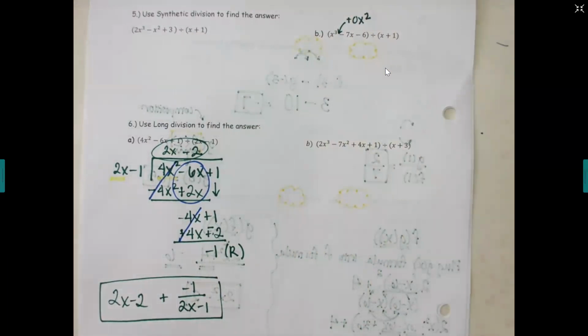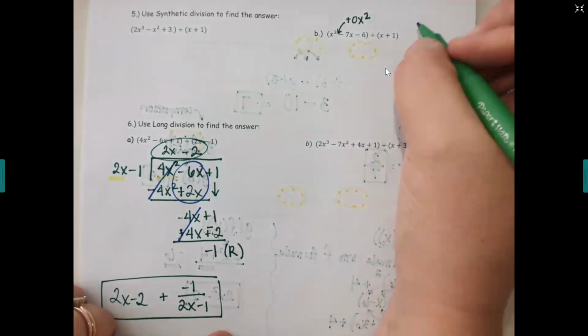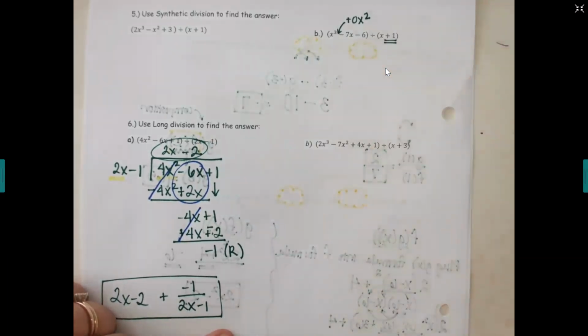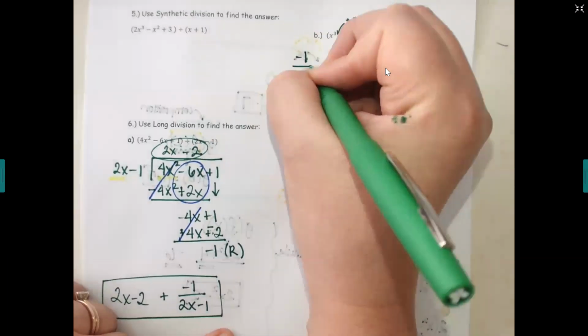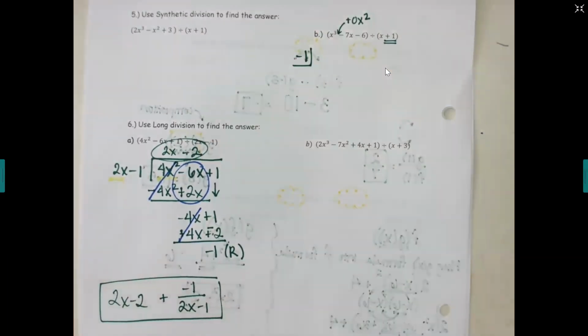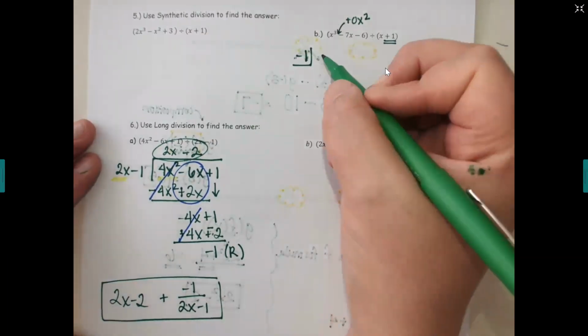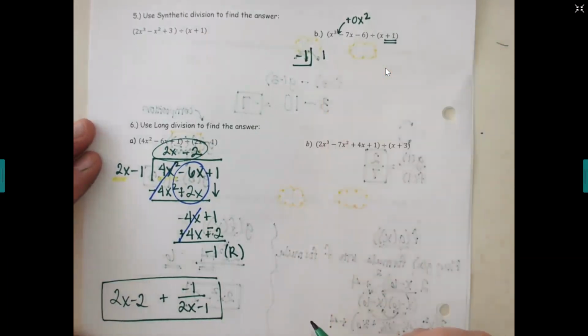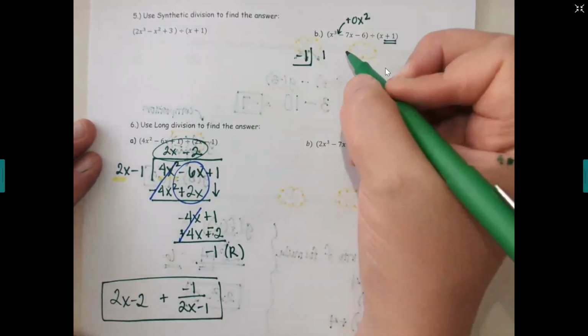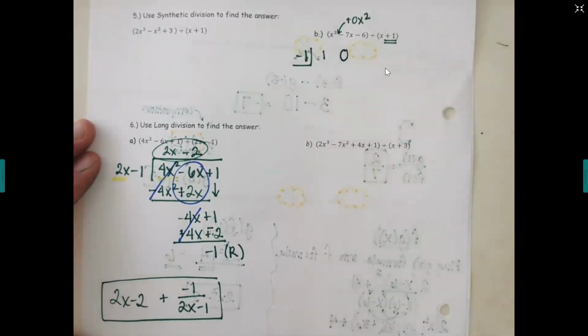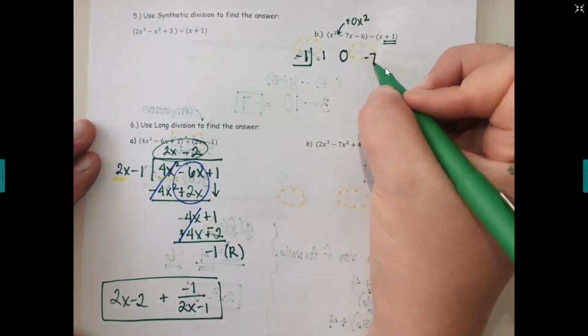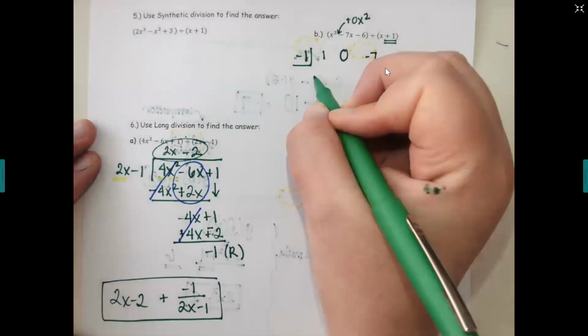Okay? So when I'm dividing, I always put the opposite of what I'm dividing by in the box. So if it's a plus 1, what am I going to put in the box? Negative 1. And then remember, it's a shortcut, so I only want to put the numbers from the front, not the x's. So this is a 1x cubed. Then what would come next? A 0x squared. Then a minus 7x, then a minus 6.